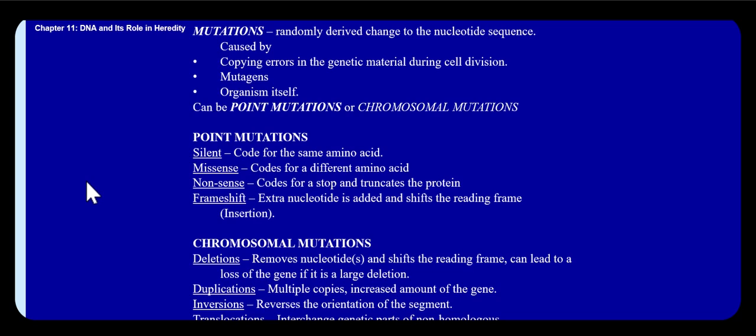Might be a frame shift. We add an extra letter in there, shift everything over by one letter, remembering we're reading in sets of 3, change the whole thing completely. Then we can have chromosomal mutations. This is more than one letter being wrong in the sentence. We might delete part of it. So we delete part of it, we shift the whole reading frame with our 3s. Might duplicate it. We duplicate it, we get multiple copies. We end up with an increased amount of the gene. Invert it, reverse the orientation, flip it over, change the meaning. Translocate it, move pieces around, changing the meaning.